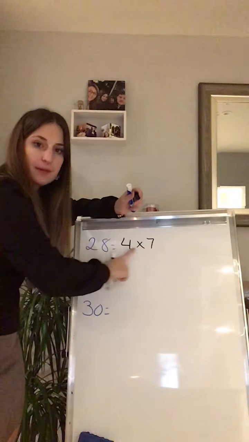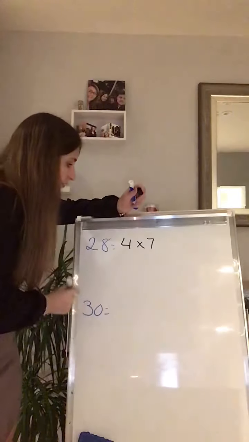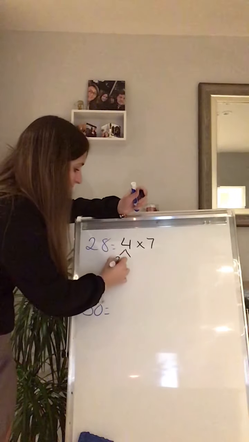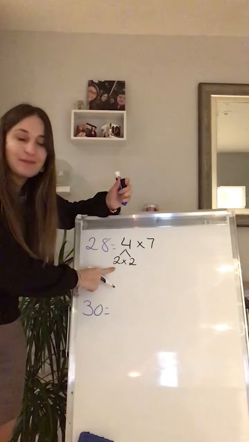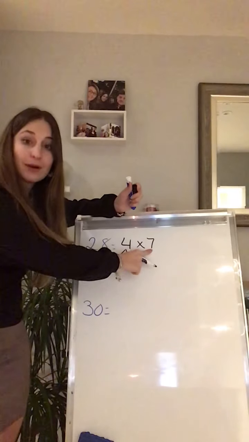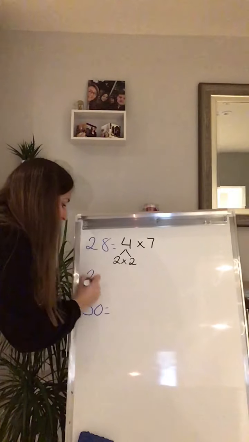7, prime number, 4, prime number? No. I know that 4 is not a prime number. How do I get 4? I can get 4 doing 2 times 2. 2, prime number, 2, prime number, 7, prime number. So, we should have what?